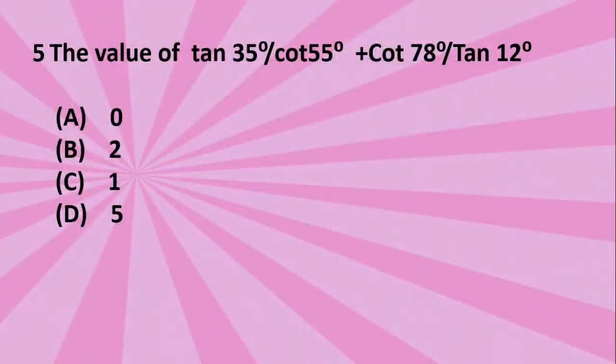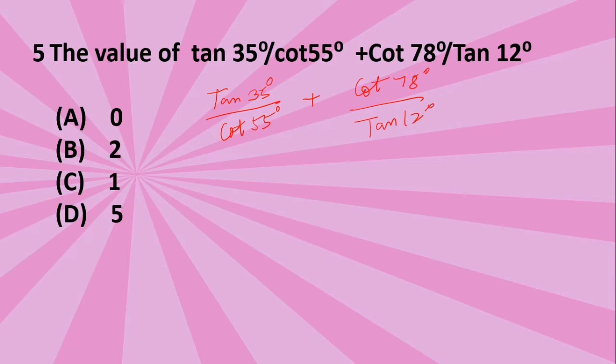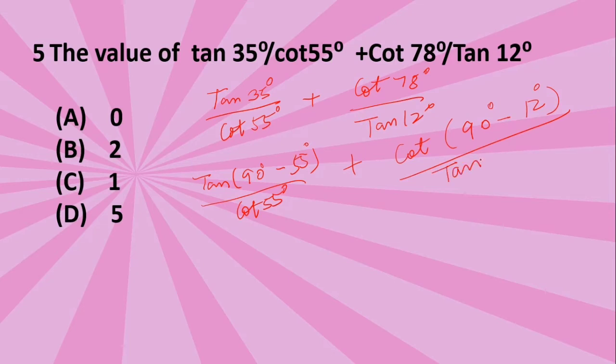Now the fifth question is the value of tan 35 degree upon cot 55 degree plus cot 78 degree upon tan 12 degree. Now you can write like this: tan 90 minus 55, upon cot 55 degree plus cot, you can write like this: 90 minus 12, upon it is tan 12 degree.